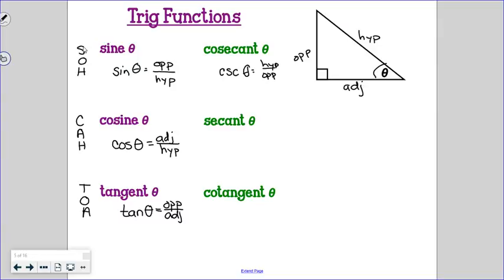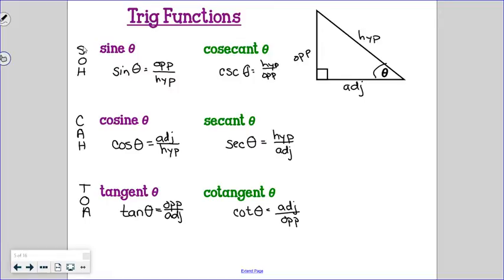Secant is abbreviated SEC. It is the reciprocal of cosine, so turn that fraction upside down: hypotenuse over adjacent. Cotangent is abbreviated COT. Turn tangent upside down: adjacent over opposite. I don't have to memorize these. I just have to remember which ones they go with.